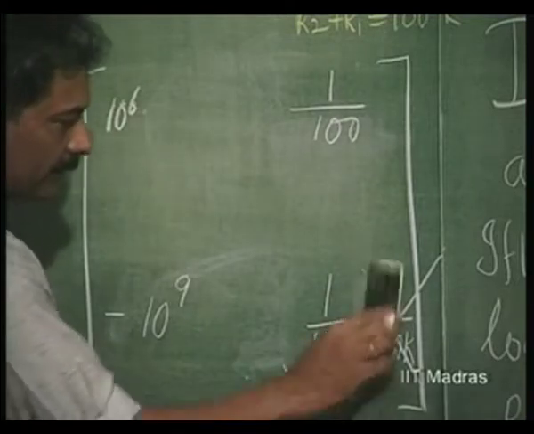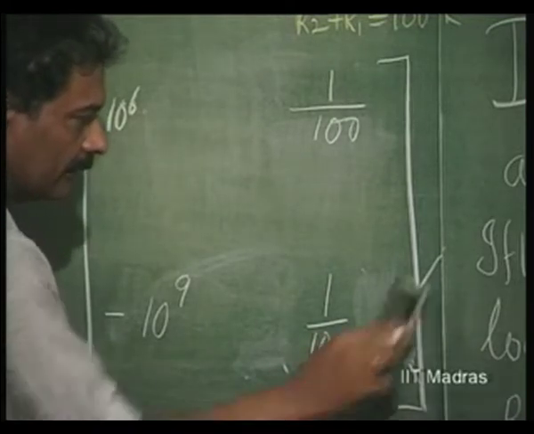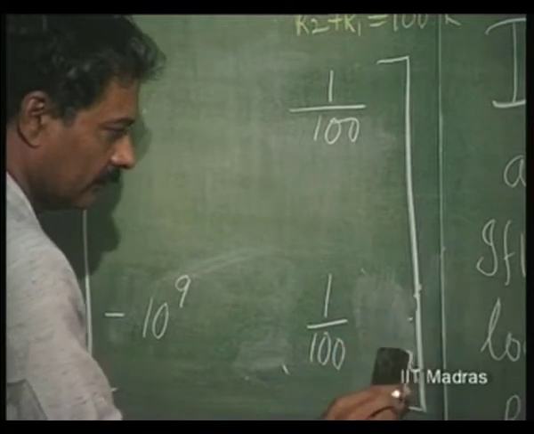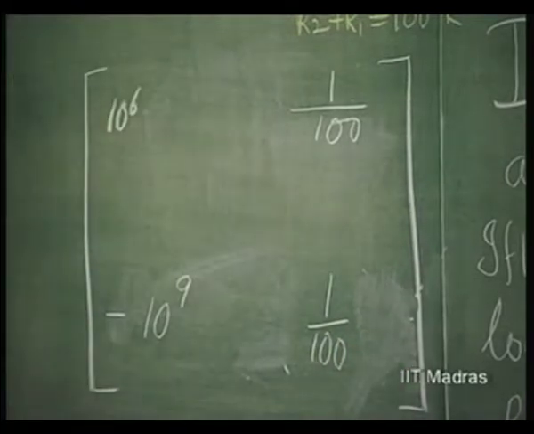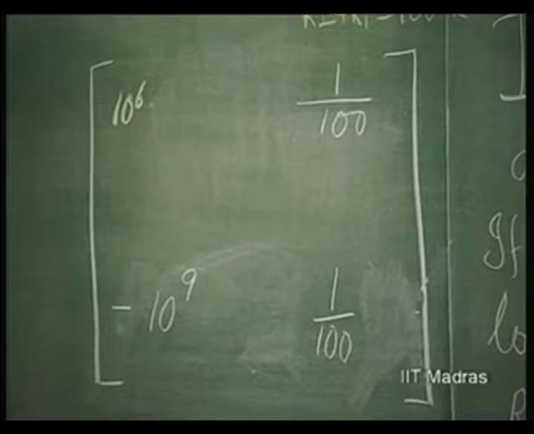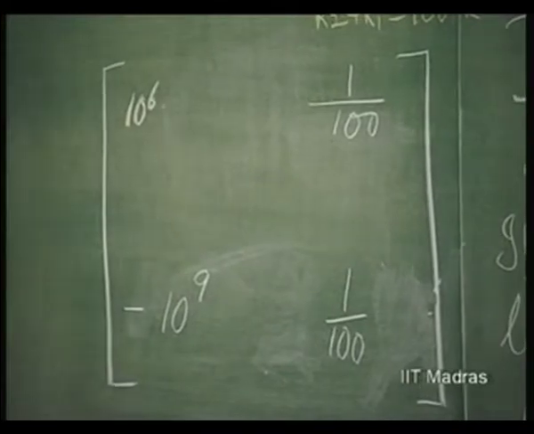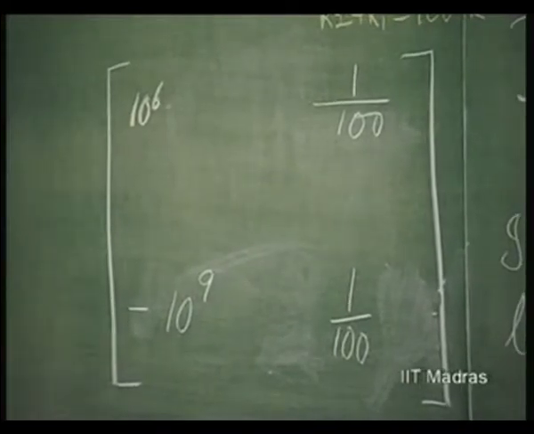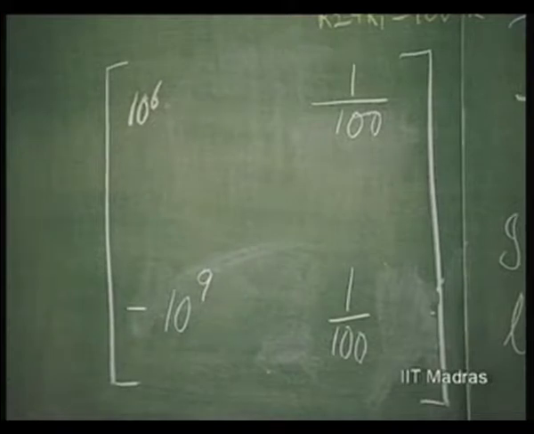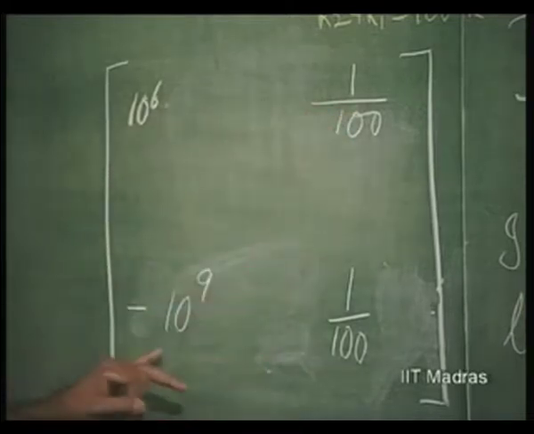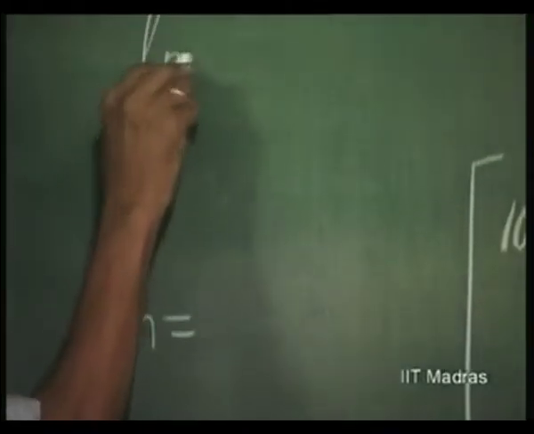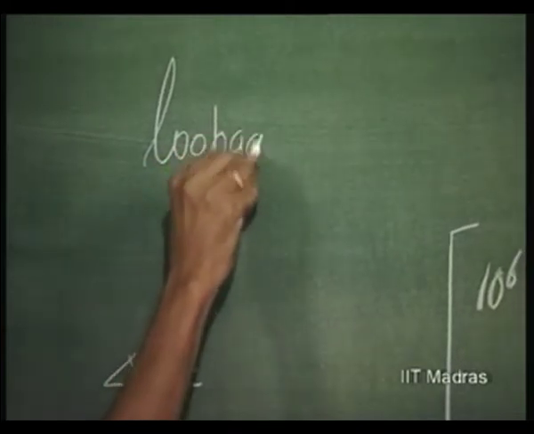This is 1 by 100. So these are the H parameters of the composite network. Let us now find out delta H. You know that this is negative feedback because this is the loop gain. Let us say loop gain. We have been asked to find out the loop gain.